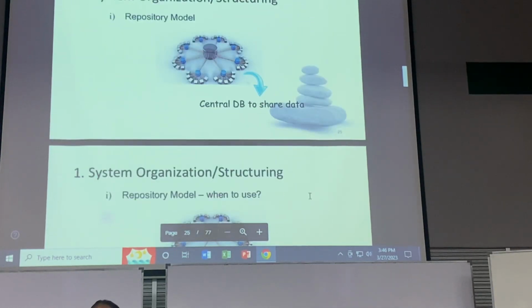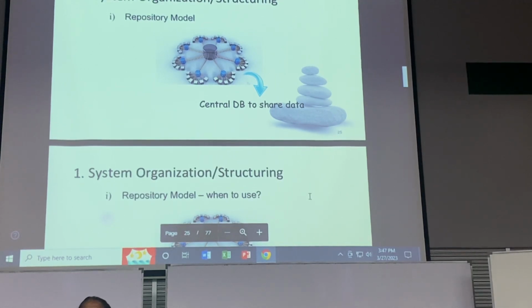When we talk about the repository, when you look at this diagram, what can you understand from this image? It looks like what topology? Star topology. Does it look like a star topology, or a ring topology, or a bus topology? Star topology. So what is the characteristic of star topology? Centralized data. That means we can share, right?